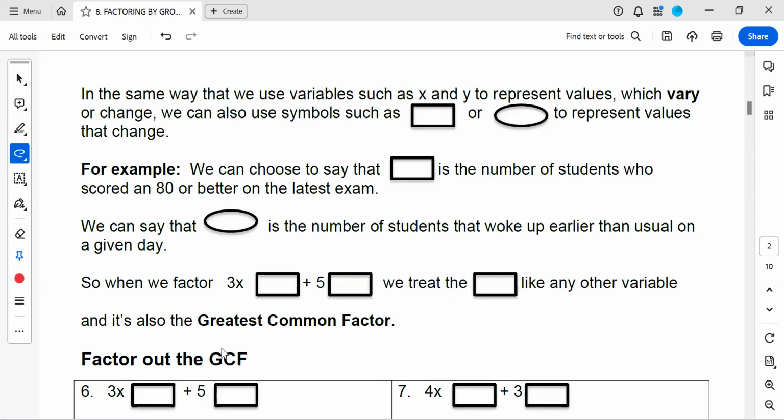All right, continuing on to the second page. In the same way that we use variables such as x and y to represent values which vary or change, we can also use symbols such as rectangle or oval to represent values that change.